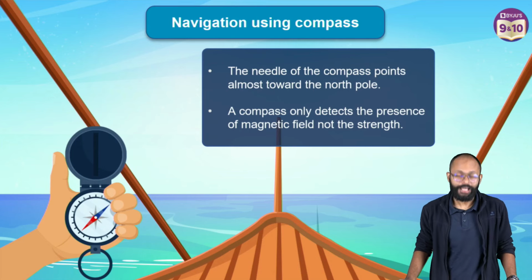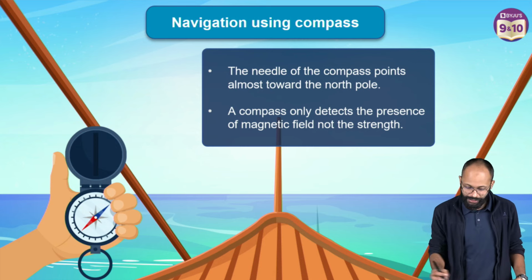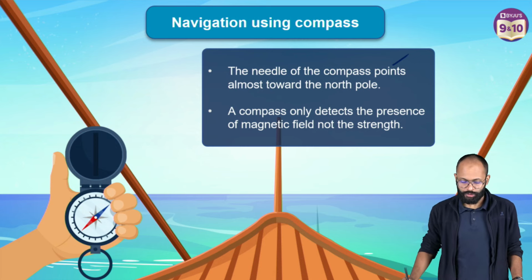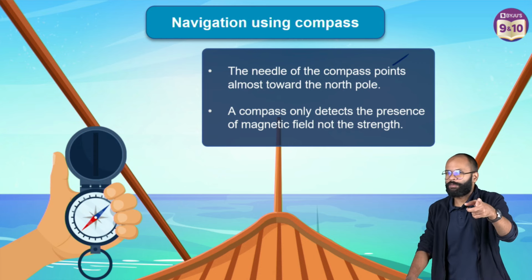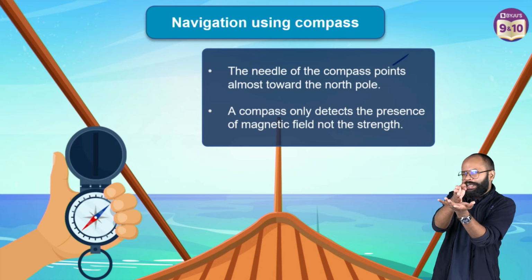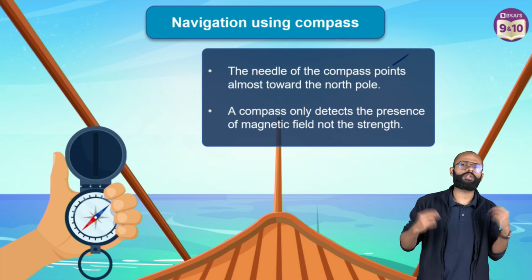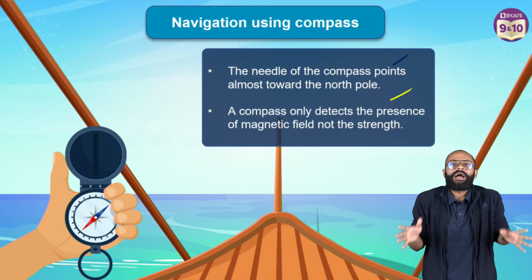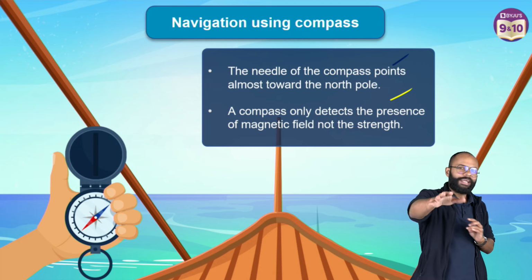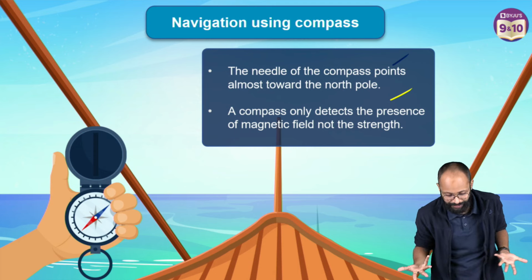Now the thing that makes this compass so special is that the needle of the compass points almost towards the North Pole. I'm saying almost towards the North Pole. There is a slight deflection from the North Pole, but you can say it points to the North Pole, and almost is being accurate, right? A compass only detects the presence of magnetic field and not the strength. Now, it's a very important point. Compass only tells you the presence of magnetic field. It only tells you direction. It does not tell you how much magnetic field, right?